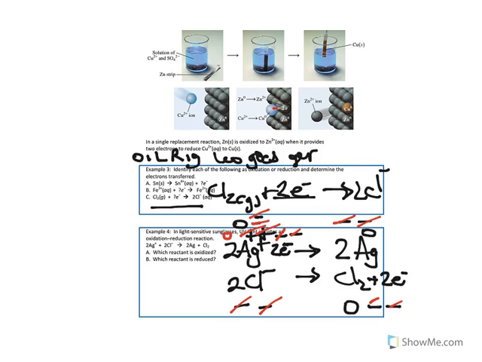Now remember I said this is an oxidation reduction reaction. You must always have both an oxidation and a reduction. On the top half, the silver is gaining 2 electrons. Therefore, it is reduced. The chlorine is losing 2 electrons. Therefore, it is oxidized.